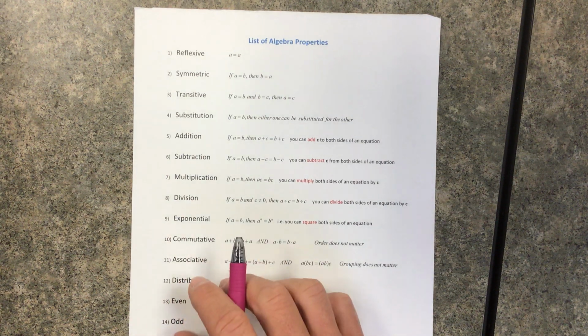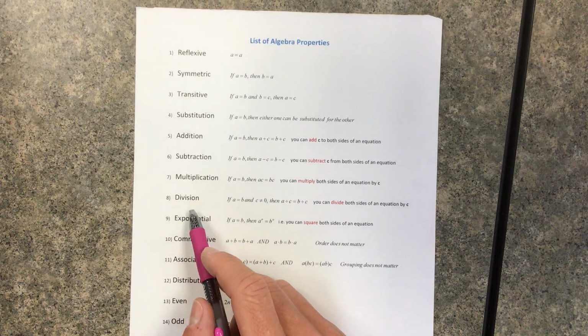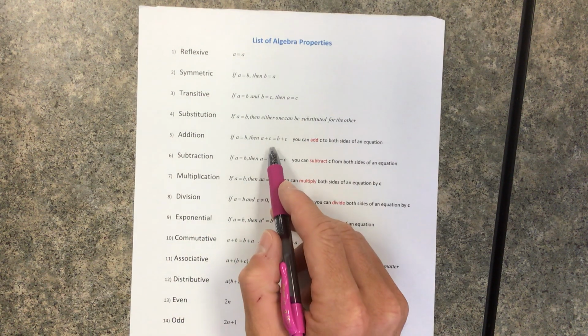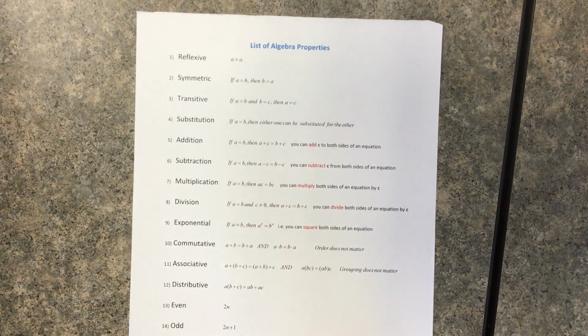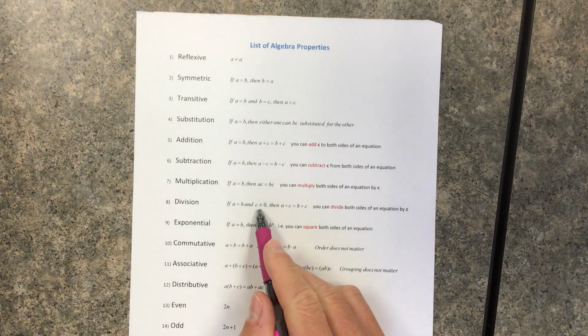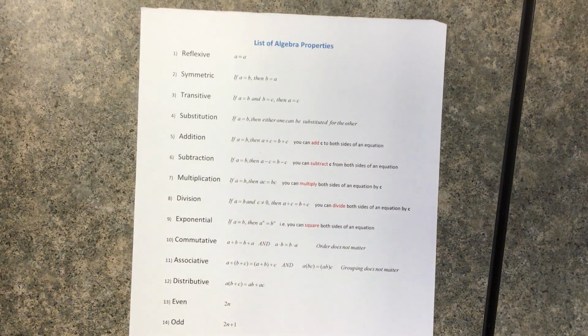We have addition, subtraction, multiplication, and division, which are pretty standard. So we know that we can add things to both sides of the equation, right? Well, that's really the property of an equality. We know what it means to be an equation. We can add things, subtract things, multiply things, and divide things. The only thing you can't do is divide by 0. That doesn't really make any sense.